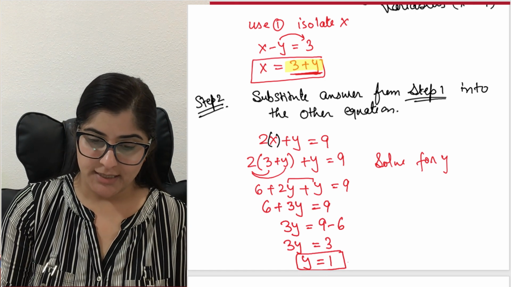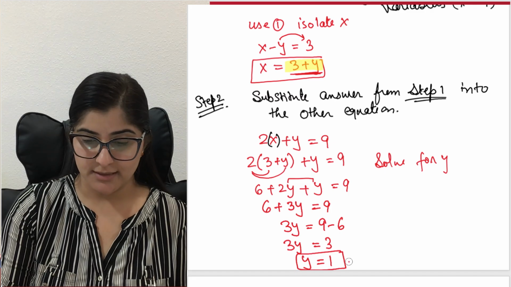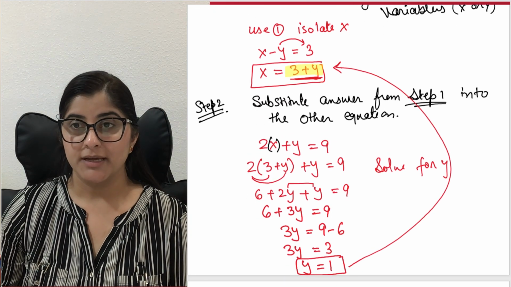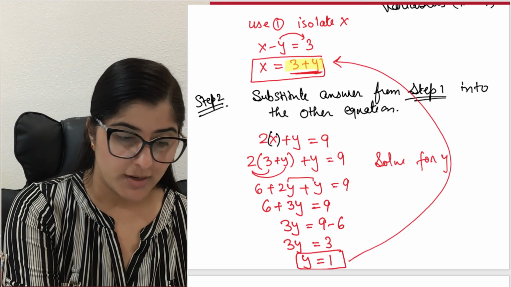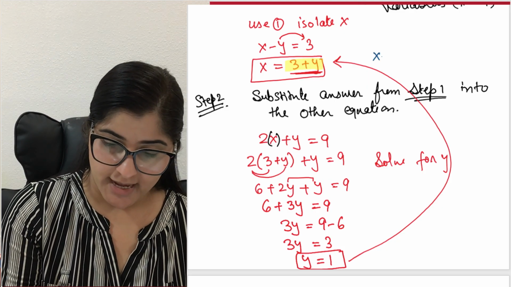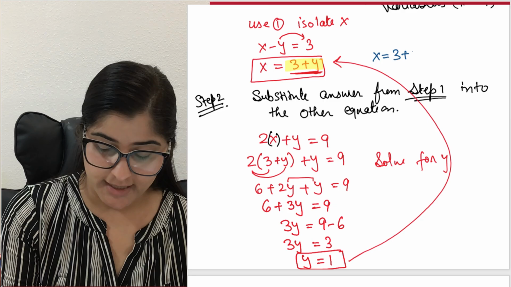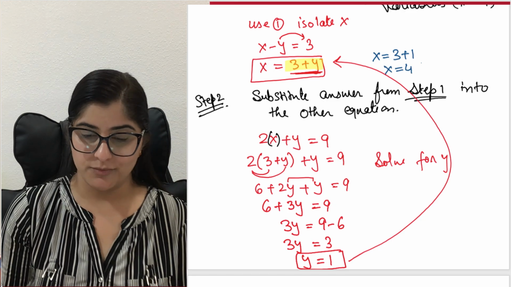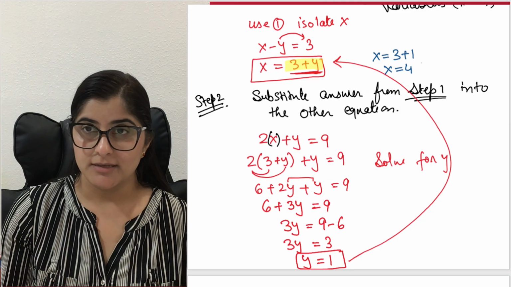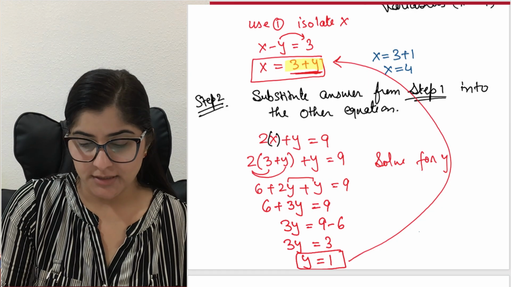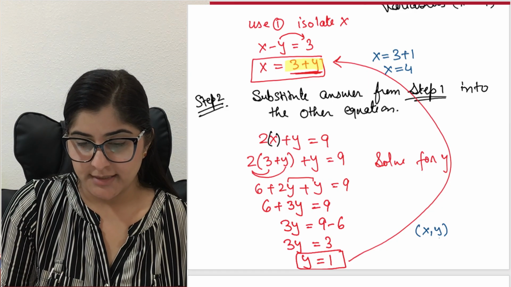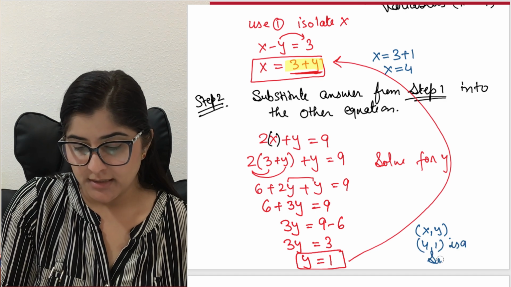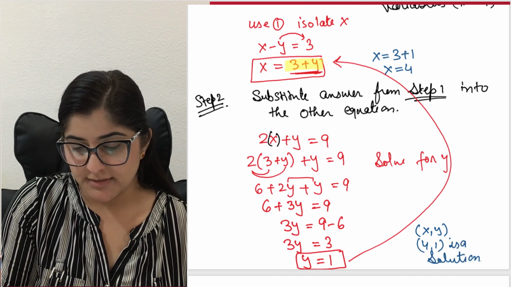Now step 3 is to plug this answer back into step 1. So we get x is equal to 3 plus y. The y value is 1. So we get the x value. The x value is 4. So we get one solution. So what is our solution? x comma y is equal to 4 comma 1 is a solution to the given system.